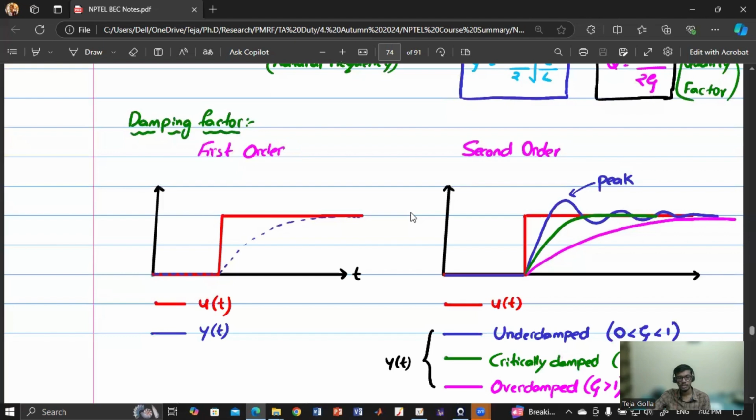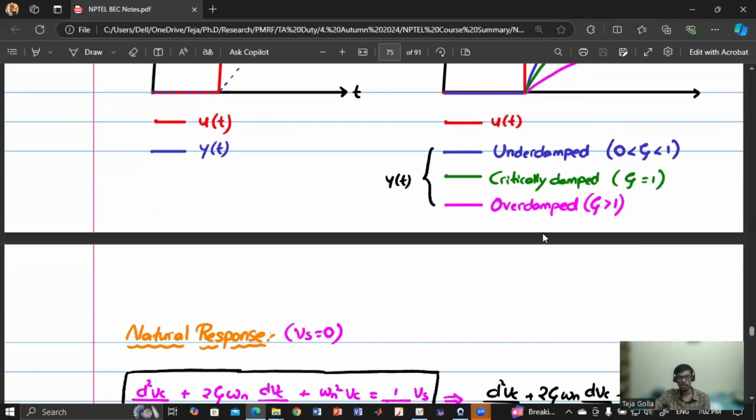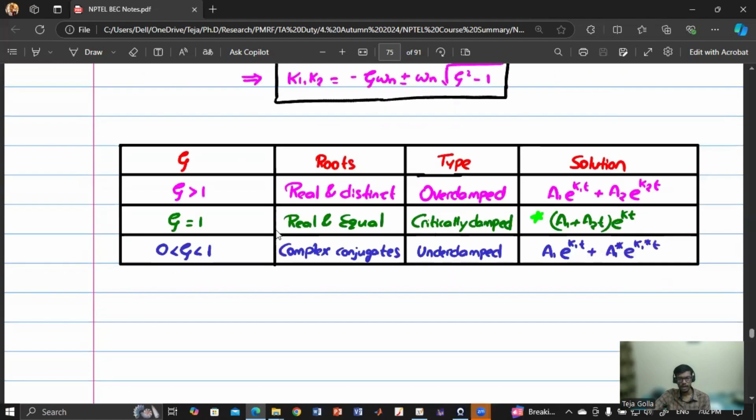And we have seen how the damping factor affects the step response. For underdamped, what will be the step response? For critically damped, what will be the step response? And for overdamped, what will be the step response? Depending upon the zeta, there will be different types of roots, the type of response will change, and also how the solution will look.